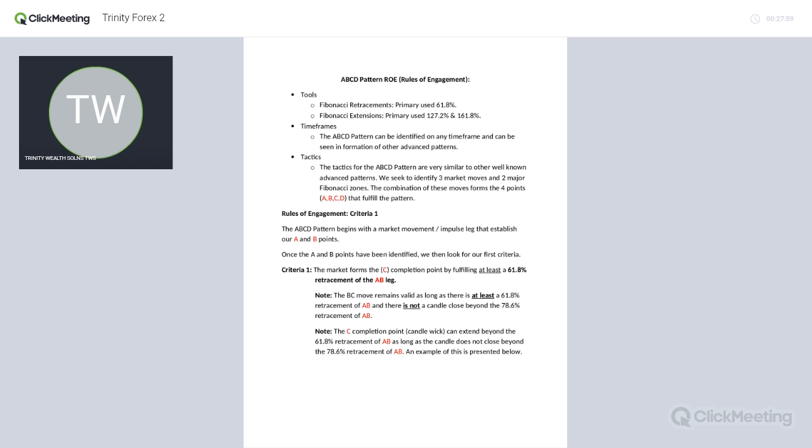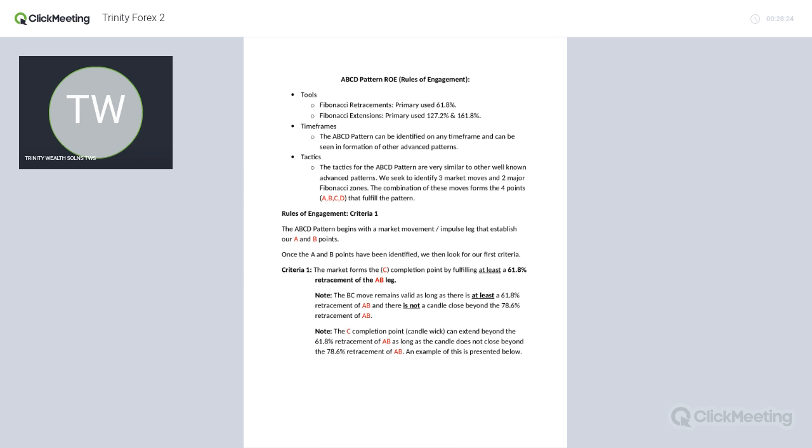So once you're able to identify the 4 points and they fall within the right criteria we're going to lay down, then you know it has fulfilled the ABCD pattern, and then you enter the trade as per the set rules of the ABCD pattern. Under the ABCD pattern, it's made for you to enter your trades at D. You're supposed to enter your trades at D, which is like a reversal.